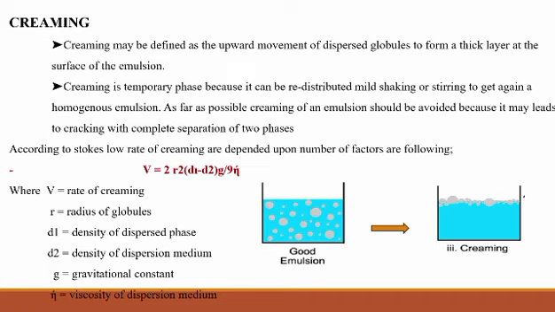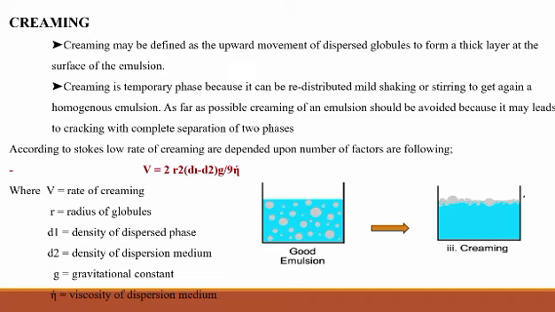So when we take account of a good emulsion, we have seen that the dispersed globules are distributed uniformly throughout the dispersion medium. But in creaming, the dispersed globules will move upward. Sometimes in the creaming process, the dispersed globules move upwards and form a thick layer. In this picture, we can easily identify that the globules move upward and form a thick layer, or sometimes it may form a thick layer at the bottom of the emulsion.